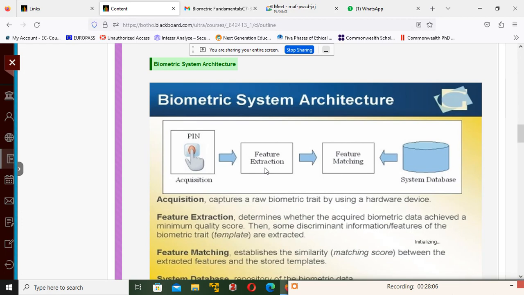So after your fingerprint has been taken, there are features in it that are being extracted. Those features, if it is for the first time, are being stored in a database, but if it is for subsequent times, those features are being used for matching in order to resolve whether it is you or it is not you.